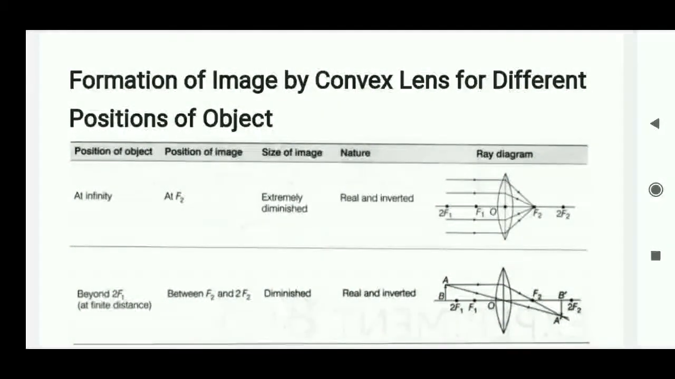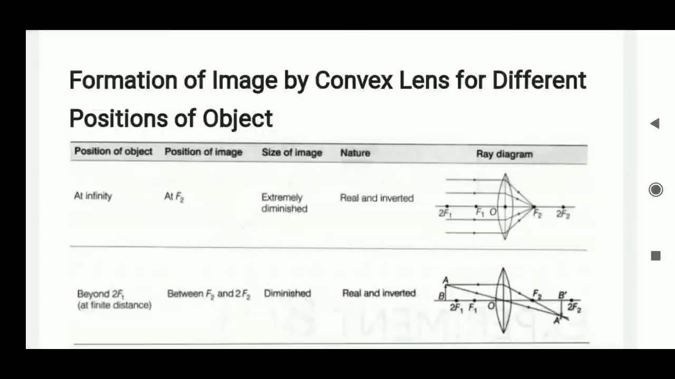Different positions of the object. Suppose initially the object is at infinity, and according to the formula 1 by f equal to 1 by v minus 1 by u, from that we get the v value as f, nothing but the focal length. Of course the object is on the left side and the image forms on the right side, but at the focal length it forms. And what is the nature of the image? It is real, inverted, a very small point size. That's why they give extremely diminished here. Nature of the image: real, inverted, diminished.